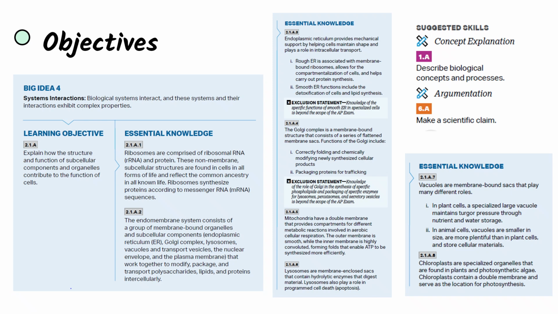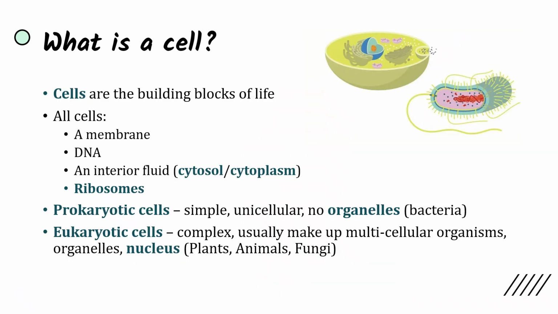And we have two suggested skills: concept explanation 1A, describe biological concepts and processes, and argumentation 6A, make a scientific claim. So before we get into the subcellular components, we have to discuss what a cell actually is. A cell is going to be the building block of life, and this means it's the smallest level that life can occur at.